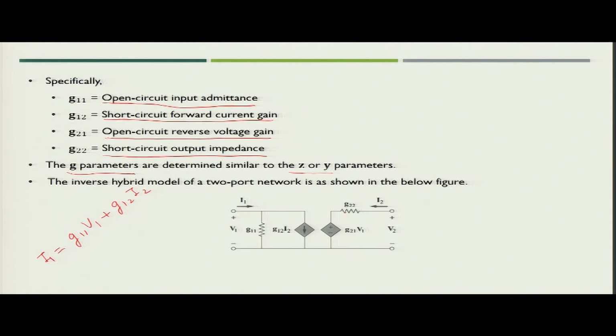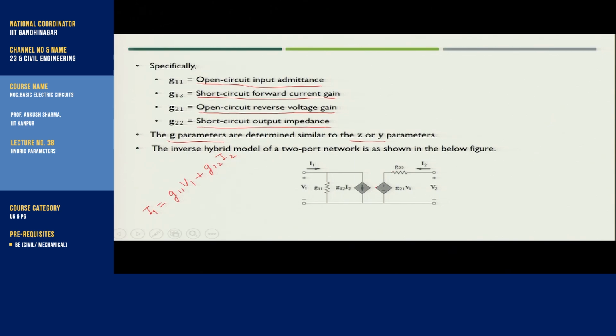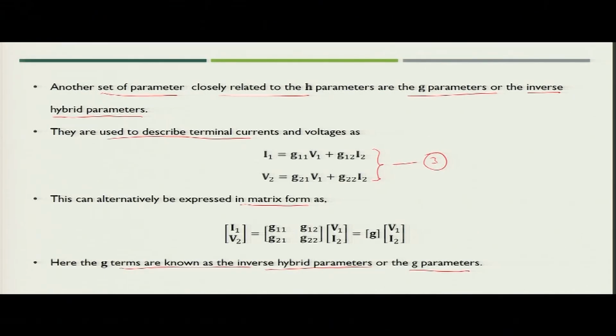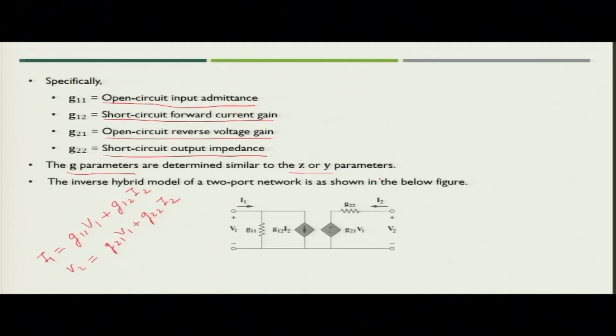In case of the second part, you will see that the resistance is in series with a dependent voltage source. So, you will use Kirchhoff voltage law. When you use Kirchhoff voltage law, you will write V2 as G21 V1 plus G22 I2. Now you will see that these two are the same equations which we initially mentioned in case of G parameters. So, these equations can be used to draw the equivalent circuit for G parameters.